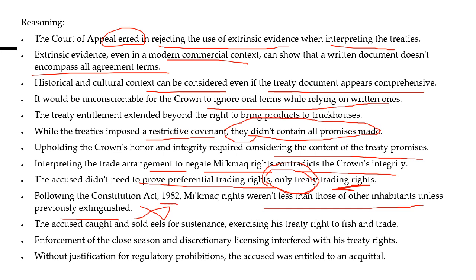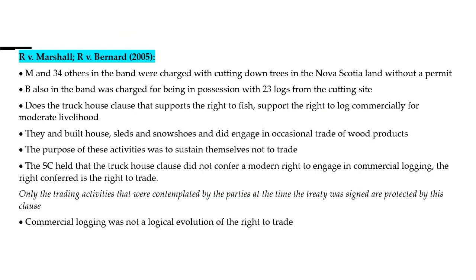So the accused caught and sold eel for sustenance, exercising his treaty right to fish and trade. So this was a valid right that was being performed by the accused. Enforcement of the closed season and discretionary licensing interfered with this treaty right. Without justification for the regulatory prohibition, the accused was entitled to an acquittal.